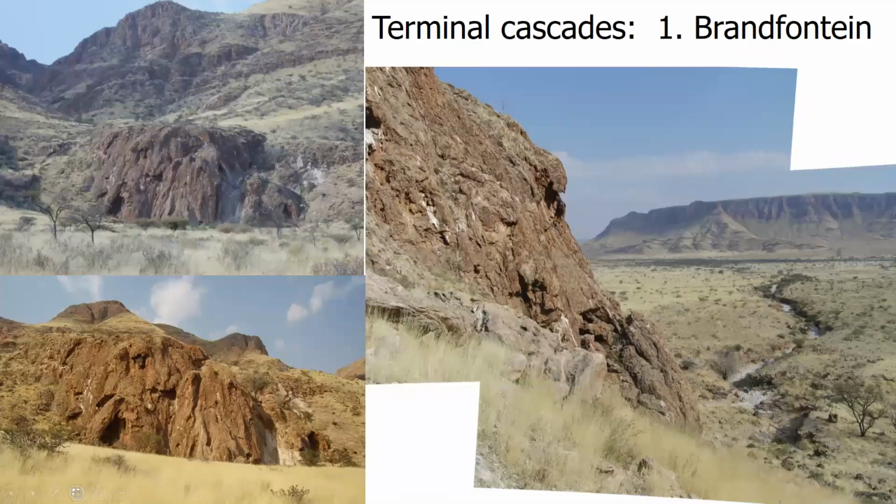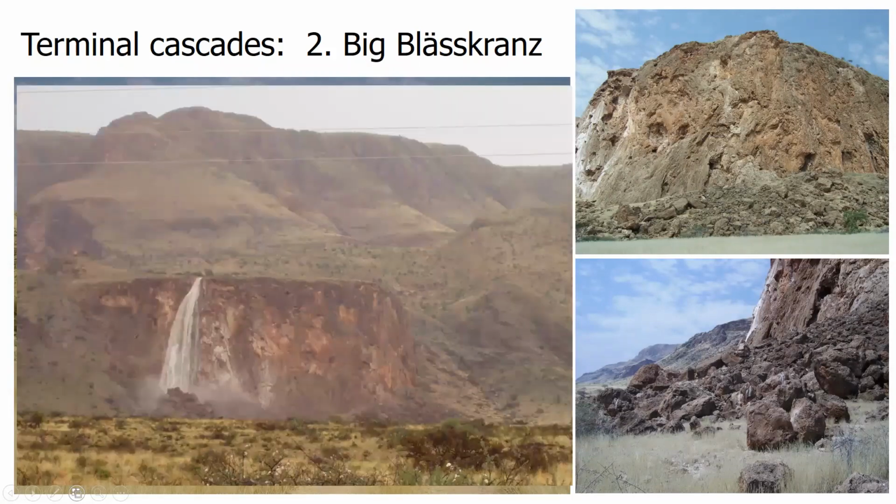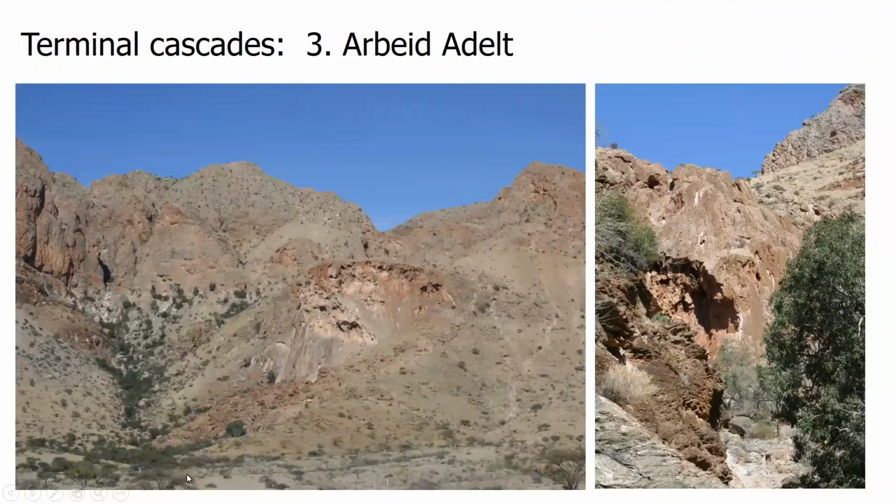So, photographs of these terminal cascade features. Here is Brandfontein, here is Bleskrantz. This photo taken back in July 2005 in the winter months. And thank you very much to Christy for sending me this photograph from February 2009, when it's a lot wetter and there is a waterfall thundering down from that position where he took that opening photograph.